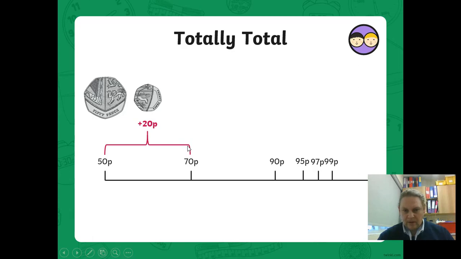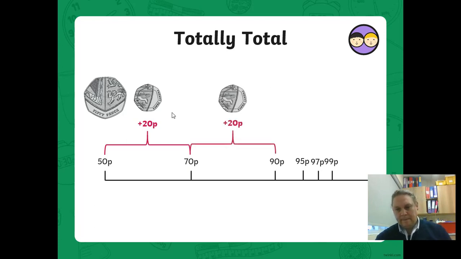Okay, we've got to get all the way to 99 though. So which coin are we going to need next? Could we use another 20p? Let's see. If we have 50, 60, 70, 80, 90, we could use another 20p. Okay, let's see what we do. Another 20p. Okay, now we're up to 90p.